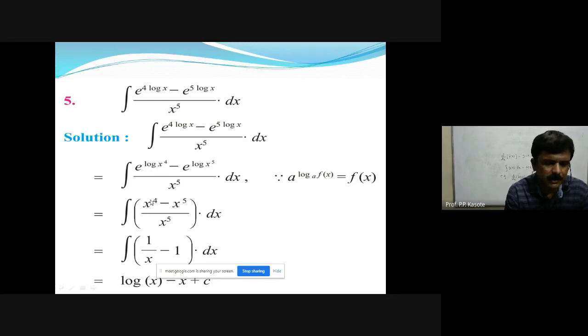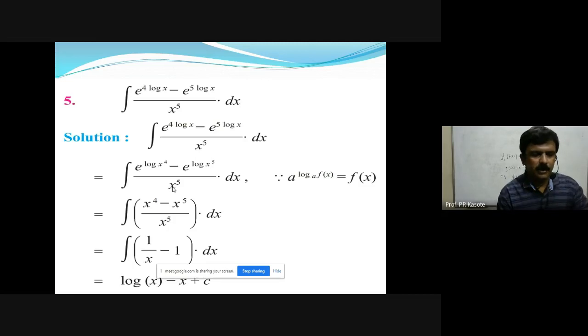Can we write it like this? The answer is yes. How come? With the help of this result, we can directly write the first term as x raised to 4 and the second term as x raised to 5 divided by x raised to 5. Now, can you see all the three terms, x raised to 4, x raised to 5 and x raised to 5 are very simple power functions, and we know the standard formula: the integral of x raised to n is x raised to n plus 1 upon n plus 1 plus c.